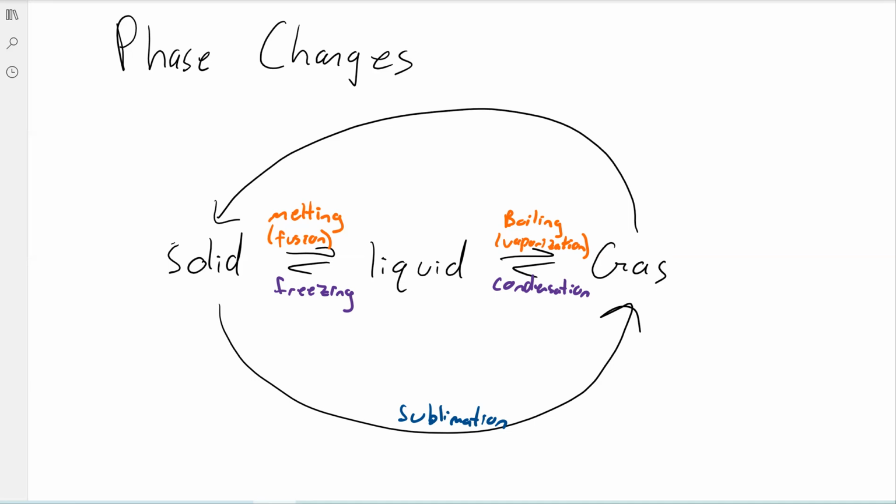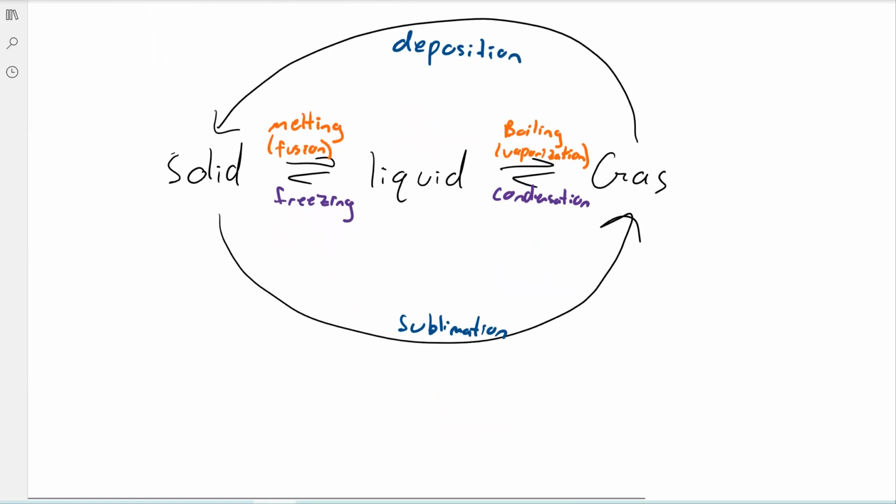And then finally, from a gas to a solid, that's called deposition, which is a very important process in the manufacturing of computer chips. So it's a very relevant thing today, as there's quite a shortage of those. So there's our phase transitions.